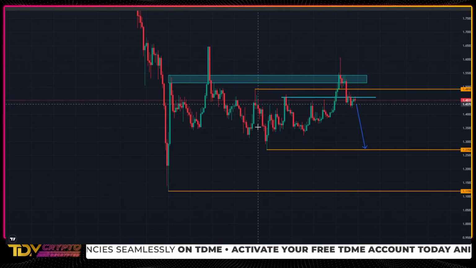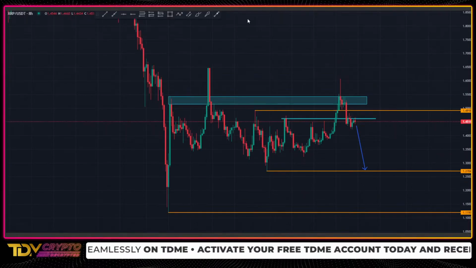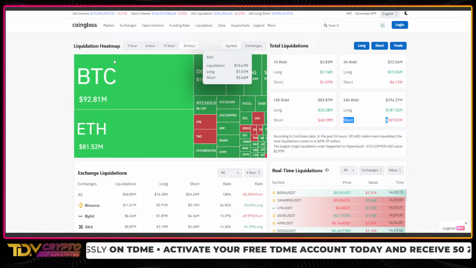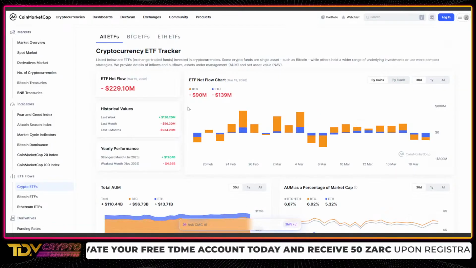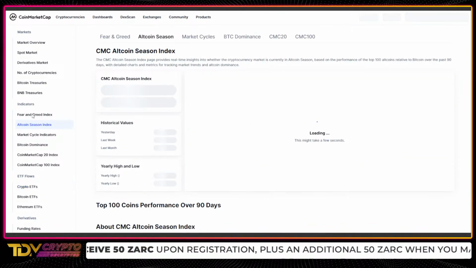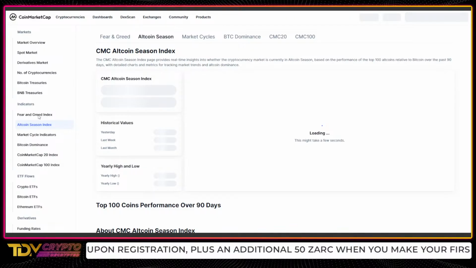Also keeping an eye on what's happening in the Middle East, keeping an eye on our liquidation heat map over the last 24 hours, how things have been looking. Also keeping an eye on our altcoin season index, our net flow chart, ETF net flow chart, very closely, because this is very important, right? The altcoin season index, also very important. The fear and greed index. So let me go to the fear and greed index, right?